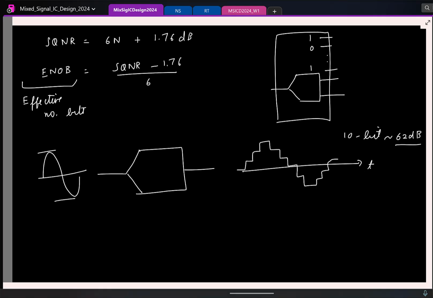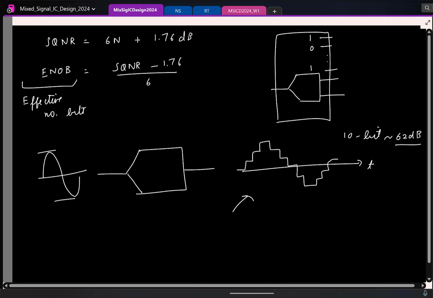So typically ADCs, and in general a lot of analog circuits, are characterized in the frequency domain. That's why it's important that you know this. So what I'll do is we'll take a short detour now, brush up on spectral analysis, and then we'll come back to this. Okay.